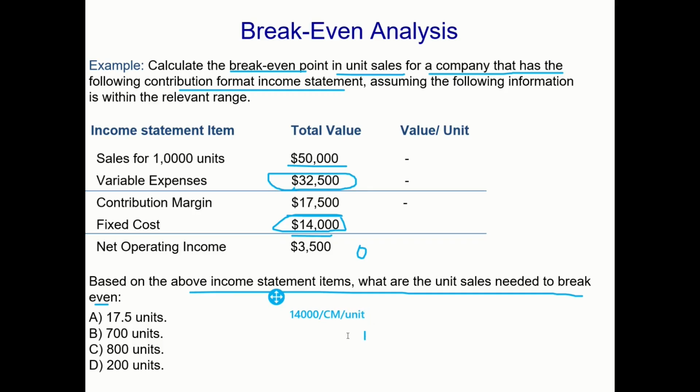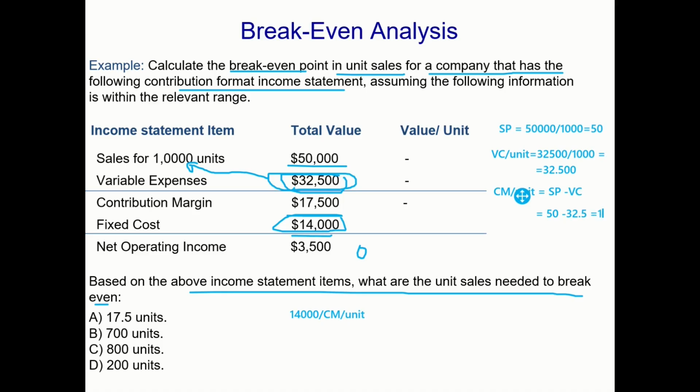But hold on a second. I am not given the contribution margin per unit. Well, although it's not given, you should be able to derive this information. How do I derive this information? If I sold 1,000 units for 50,000, it means if I take 50,000 divided by 1,000 units, my selling price is $50. I'm selling each unit for $50. If my variable expense in total is 32,500 for 1,000 units, well, 32,500 divided by 1,000 units, my variable cost per unit is $32.50.